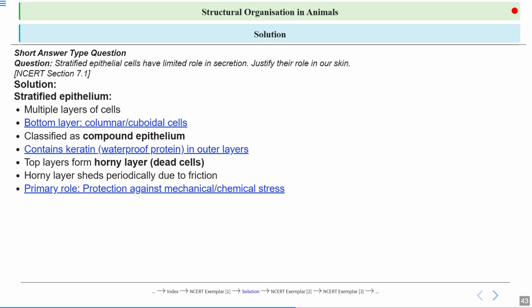What is the primary role? Protection against mechanical and chemical stress. Our body needs protection. Our skin needs protection. That is why the epithelial cells arrange themselves in many layers so that they can provide protection mechanically as well as chemically. Limited secretion and absorption function. Here there is limited secretion. The secretion is more inside our body. Secretory cells are more inside our body, and they also lead to the absorption function.